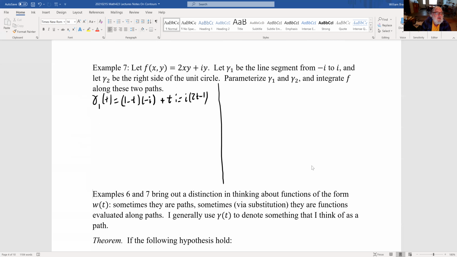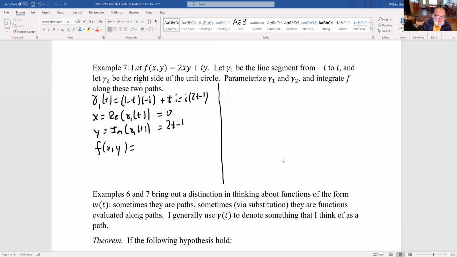So remember that x is the real part of gamma 1 of t. That's in this case 0. y is the imaginary part of gamma 1 of t, and so that is 2t minus 1. So when we want to do an integration of a function, well, f of x comma y in this case is going to be 2xy, but x is 0, so that goes away, plus i times y. So it's i times 2t minus 1.